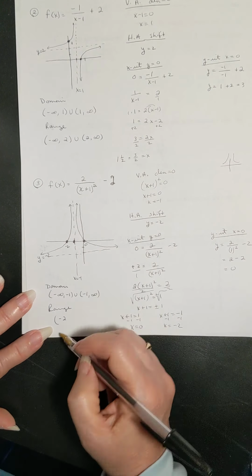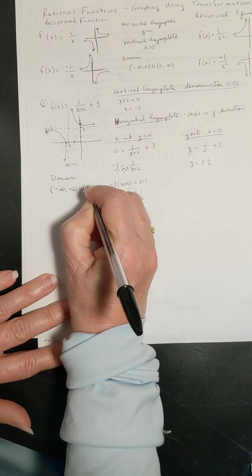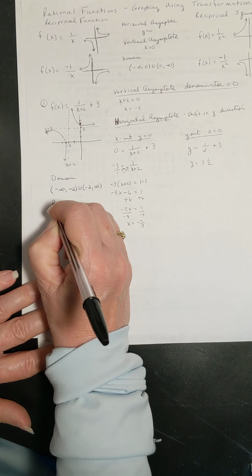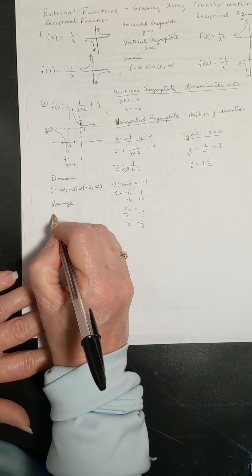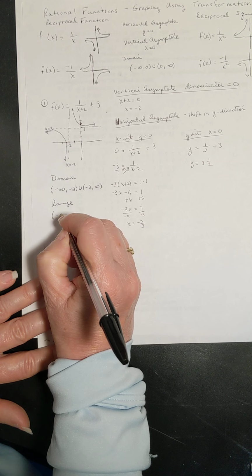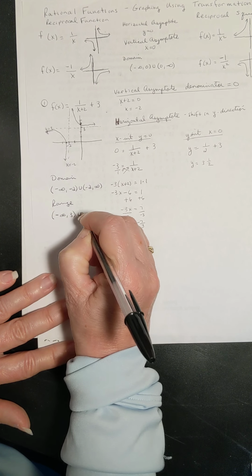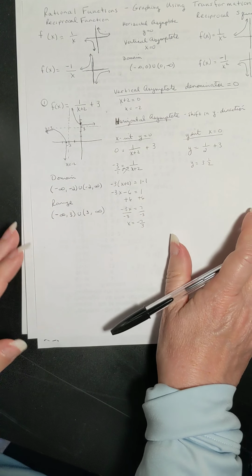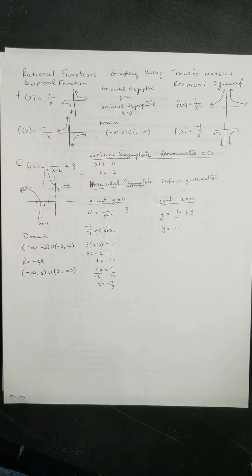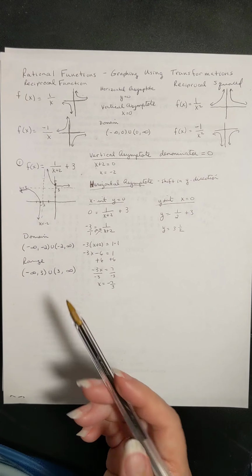And then let's look at this one more to show you. So the domain here would be everything except for negative 2, negative infinity to negative 2, union negative 2 to infinity. And the range would be everything except for 3. So from negative infinity to 3, union 3 to infinity. So that's how you do the domain and the range. All right? So just to recap everything.